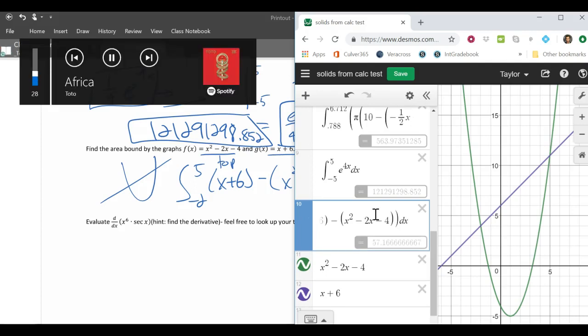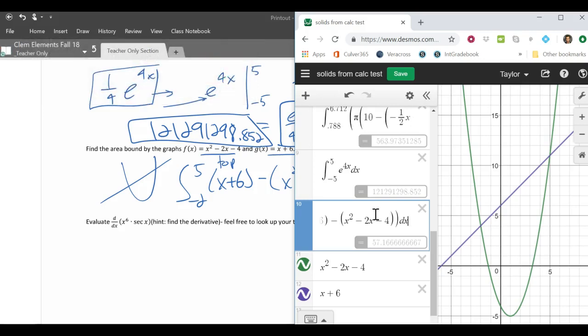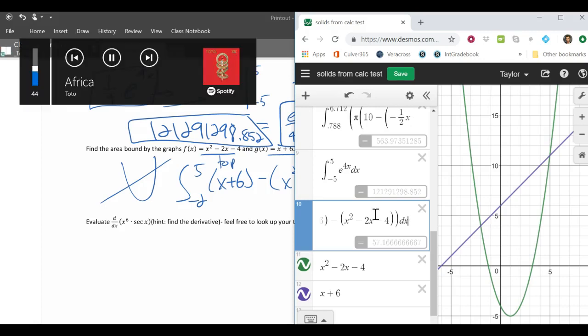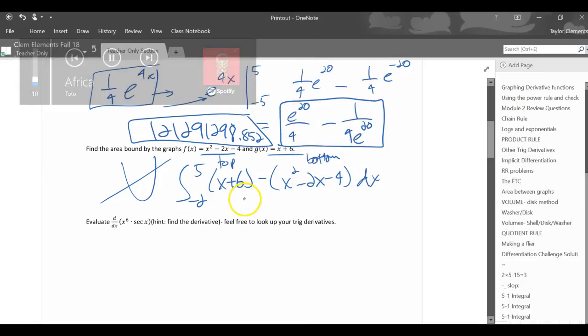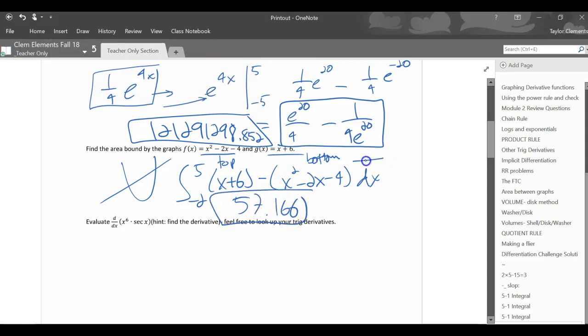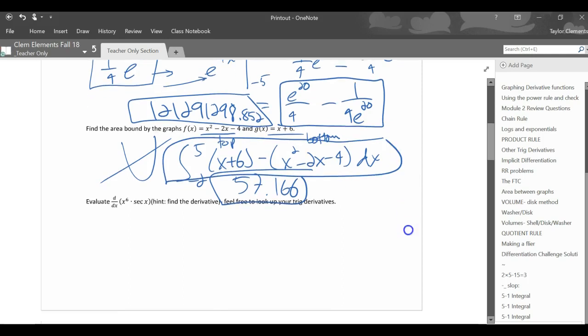57.166. Oops, sorry. Give me one moment while I figure out where the... Oh, that's right. Sorry about that. Okay. So 57.166. Cool. All right, let's move on.